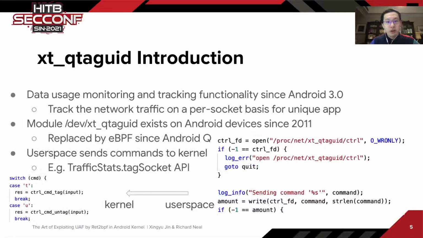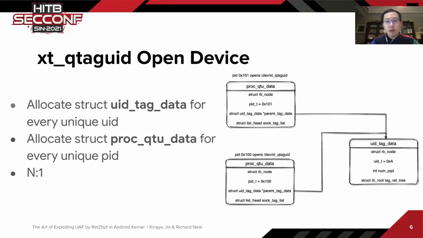Now I will introduce three different scenarios: open the module, tag a socket, and untag a socket, and see how the kernel works. Once user space opens the kernel module, the module will allocate two different structures with respect to per UID and PID. As you can see, there will be only one unique UID tag data structure, but there might be multiple proc_qtu_data structures, one for every PID, which are essentially linked to the UID tag data structure.